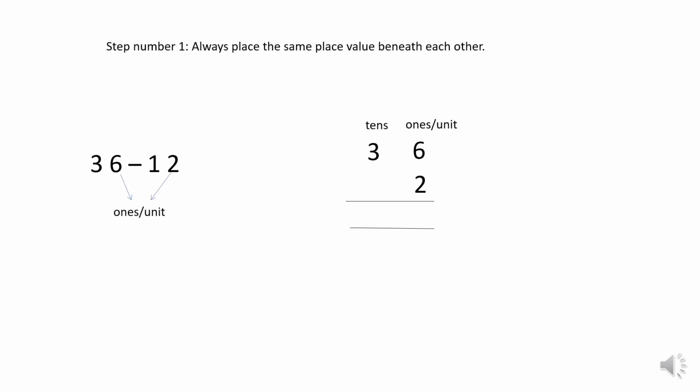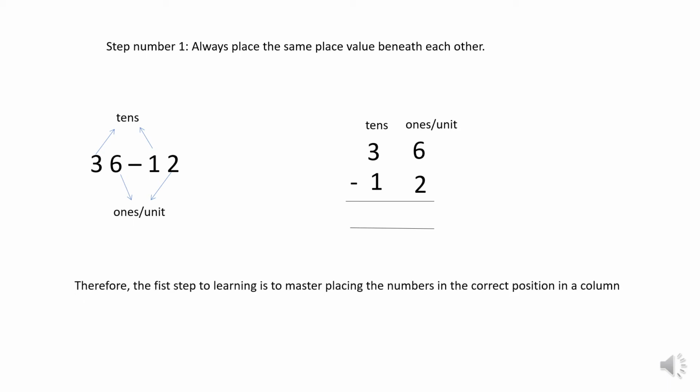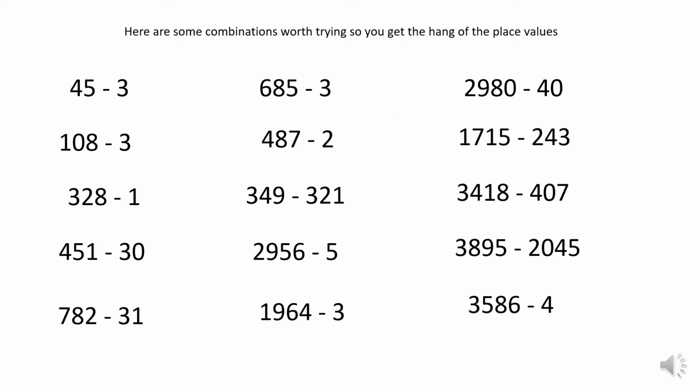Let's take the number 36 minus 12. In the column method, you just write 36, and beneath the 6, which is the ones position, you write the number 2, which is the ones position of number 12. And underneath 3, you write 1, which is the tens position of number 12. So the first step to learning is to master placing the numbers in the correct position in a column. Here I've provided a selection of equations for you to practice placing them under the correct place value. So just pause the video and try them out.